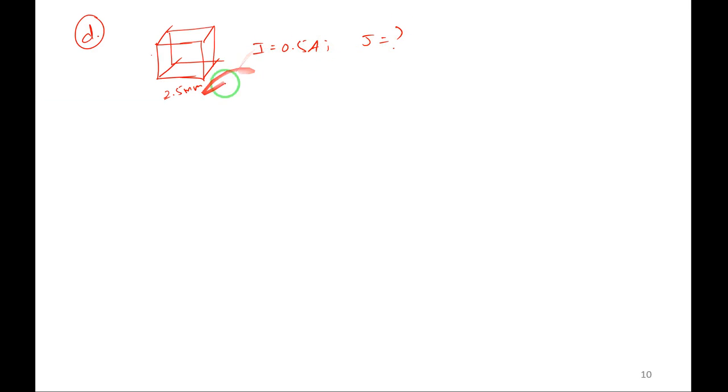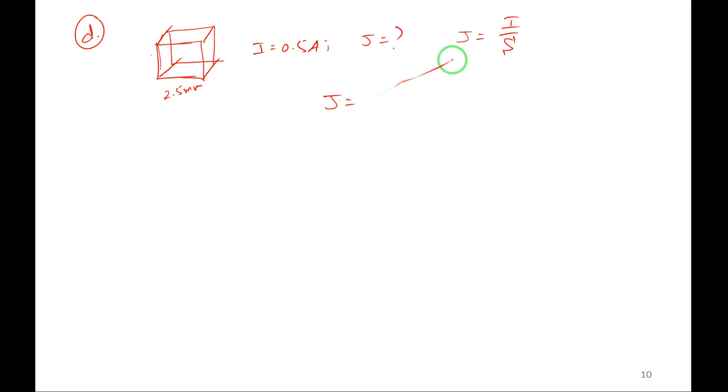Okay, how to find out with this data? So I know I, J and surface area. Yes, I can calculate now. J equal to the current passing through unit surface area. How to calculate the surface area? Let me take the surface area 2.5 mm into 2.5 mm. This is one side, this is one side. So we will calculate that.